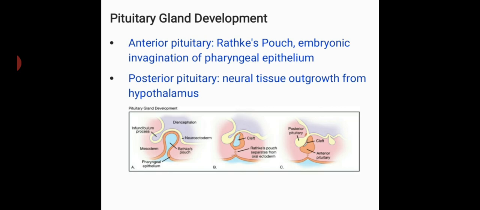The two portions of the pituitary originate from different sources. The anterior pituitary originates from Rathke's pouch, which is an embryonic invagination of the pharyngeal epithelium. The origin of anterior pituitary from the pharyngeal epithelium thus explains the epithelial nature of its cells. But the posterior pituitary originates from neural tissue outgrowth from the hypothalamus. Therefore, it has got large numbers of glial type of cells.